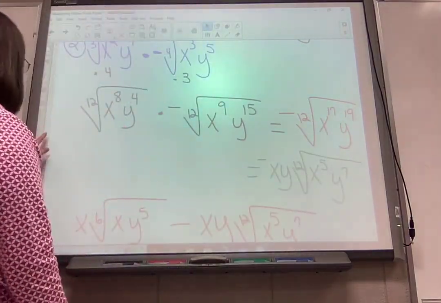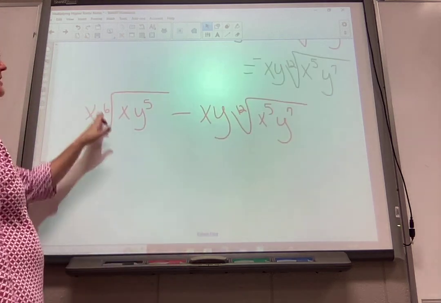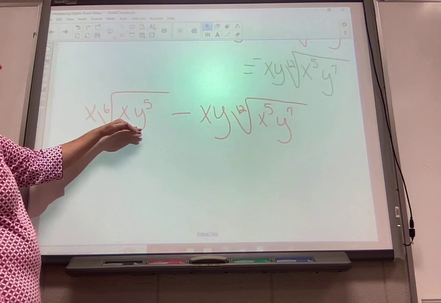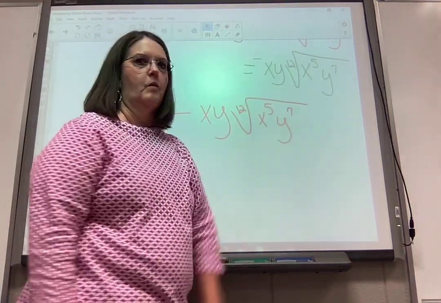So when you put them all together, you get x times the 6th root of x y to the 5th minus xy times the 12th root of x to the 5th y to the 7th.